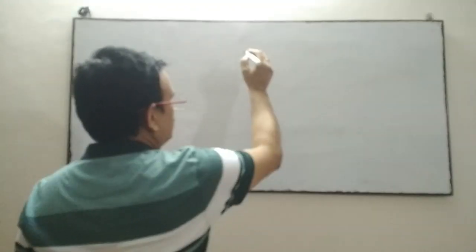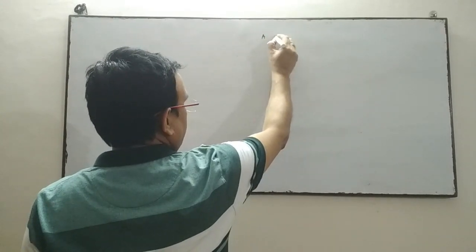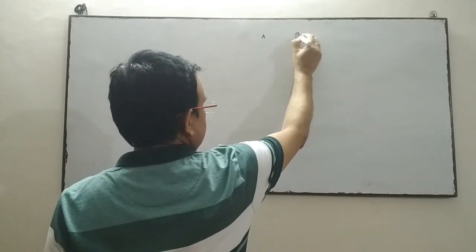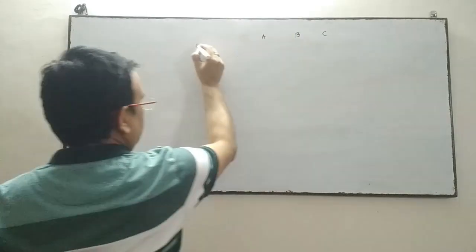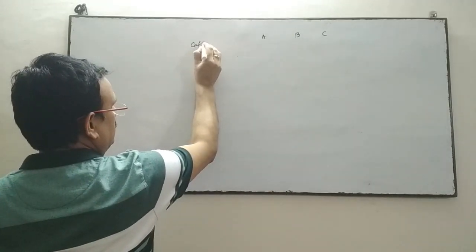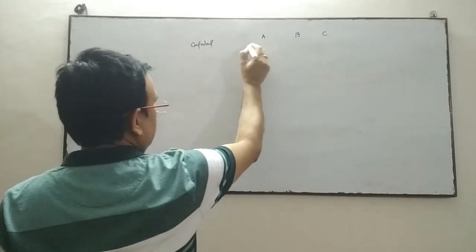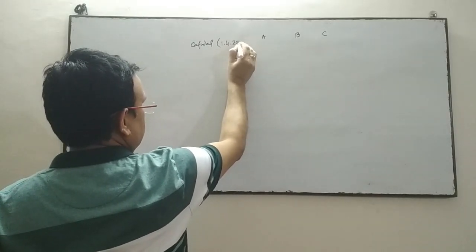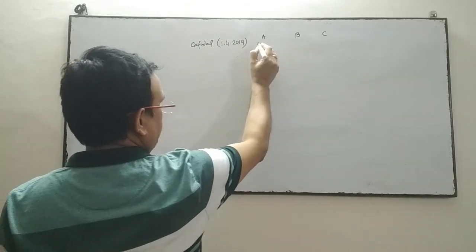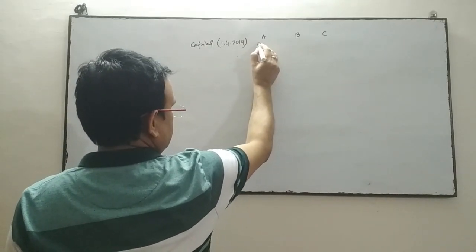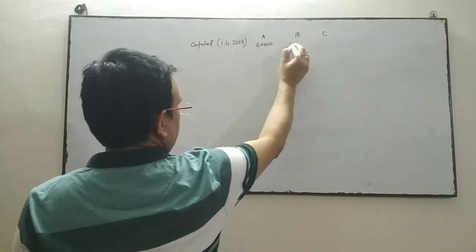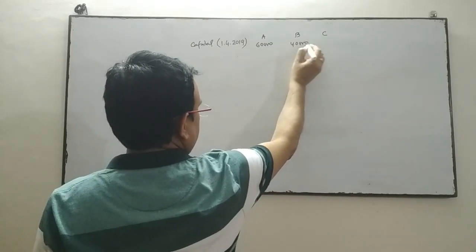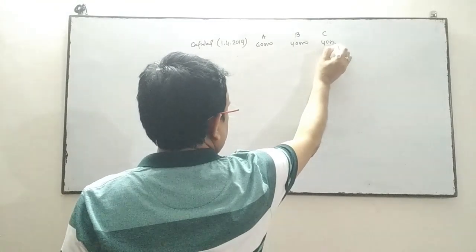Now see another example of past adjustment. Partners A, B and C. Capital of the partners on 1st April 2019, meaning opening, is 60,000, 40,000 and 40,000 respectively.